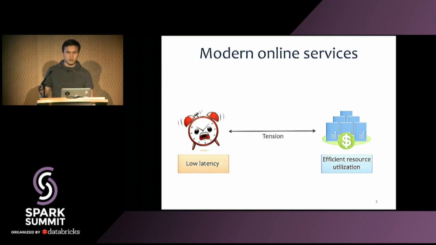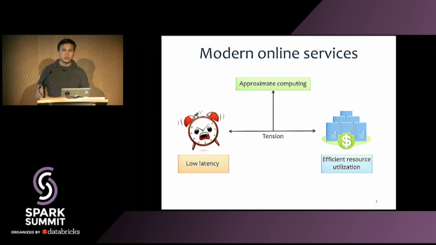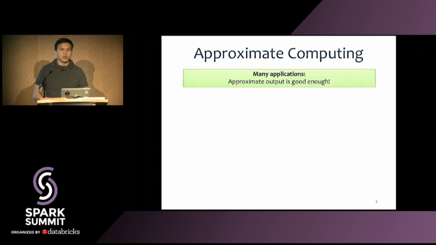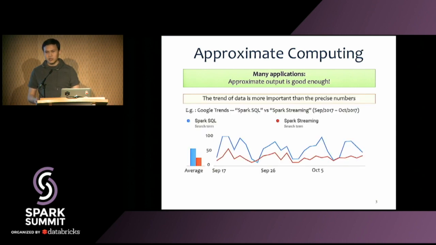The computing paradigm is approximate computing. So what is approximate computing? Approximate computing is based on the observation that there are many applications amenable to an approximate result rather than an exact result. For these applications, the trend of the data is more important than the exact data result.